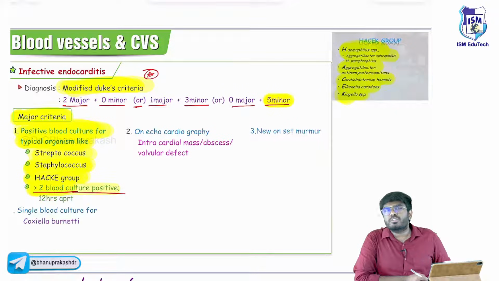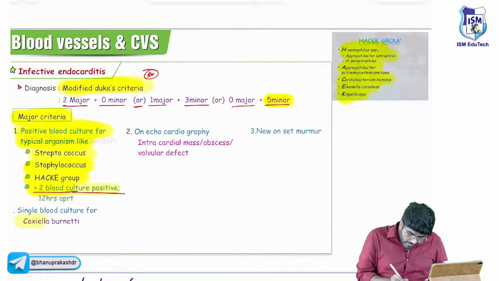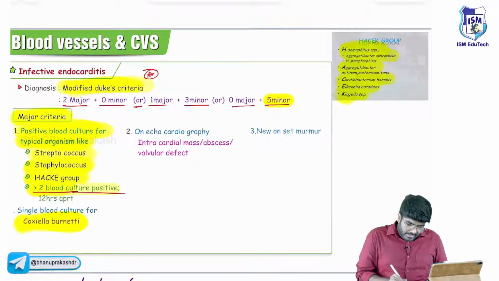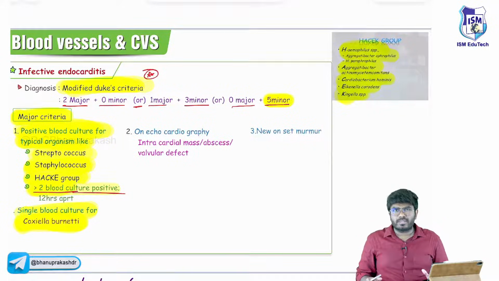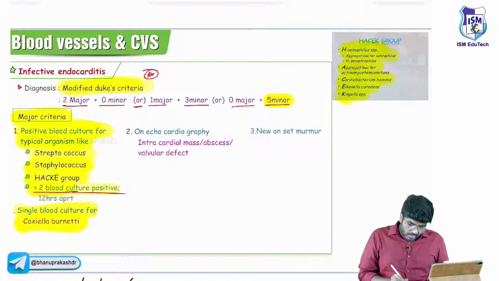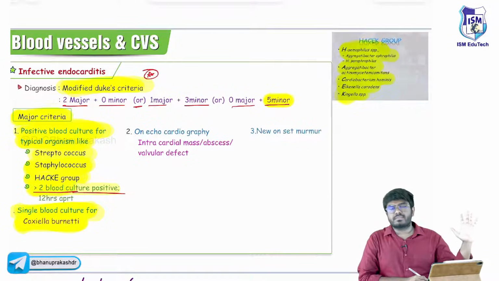But one exception over here is, normally you need 2 blood cultures to be positive. But if you have the organism Coxiella burnetii, the Q fever organism, it's a very atypical organism, usually not found in our blood. But if it is present, even in one culture, you can say yes, one major criterion is met. So a single blood culture for Coxiella burnetii can be considered one major criterion.